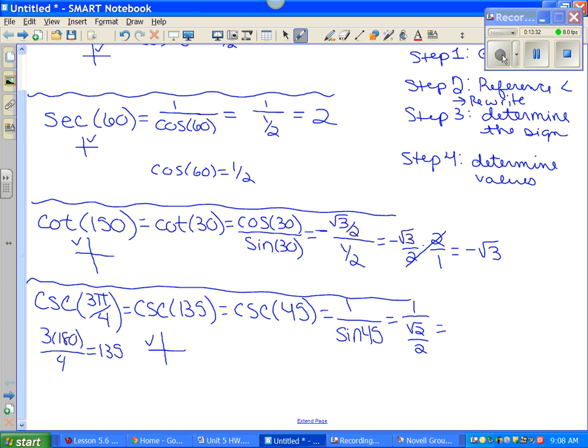And I know I need to do what? 2 over radical 2. Do I like it? It's ugly, right? How do I fix it? Multiply by, and I get 2 radical 2 over 2, which reduces. Awesome. Radical 2. Okay? So they're kind of lengthy. They're not that difficult. It's just remembering to do all the steps, right?